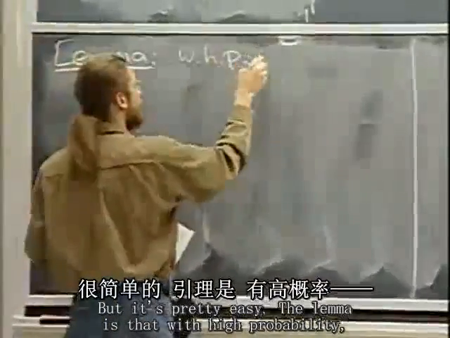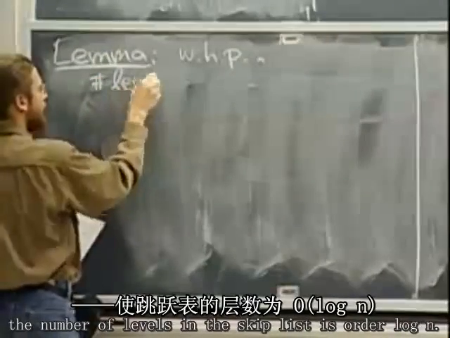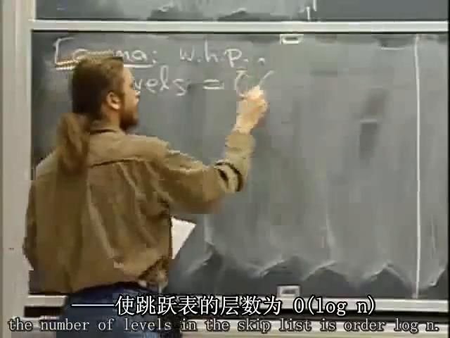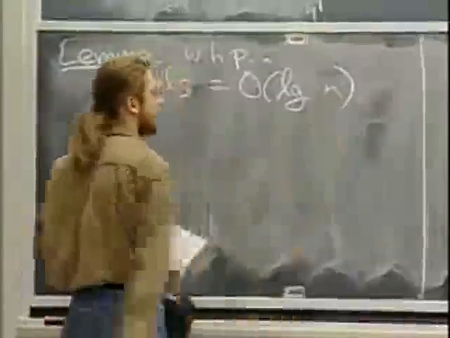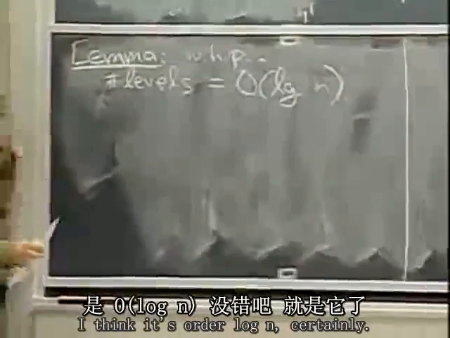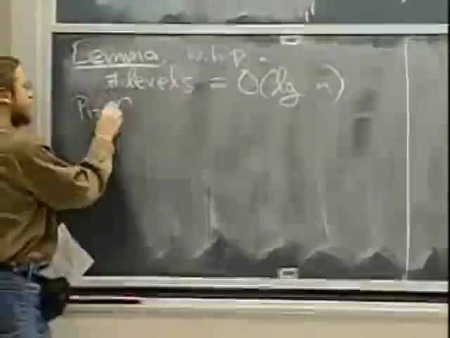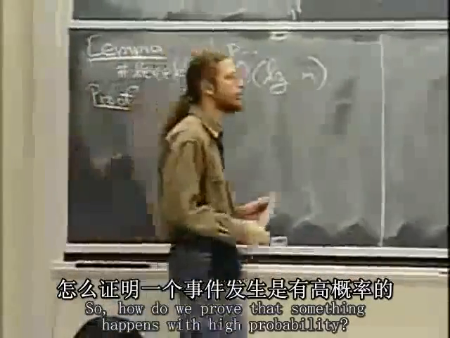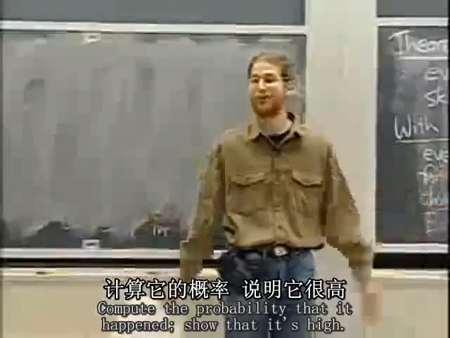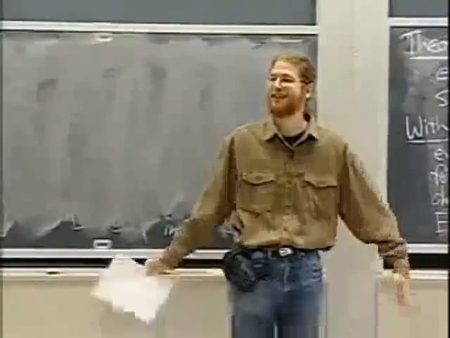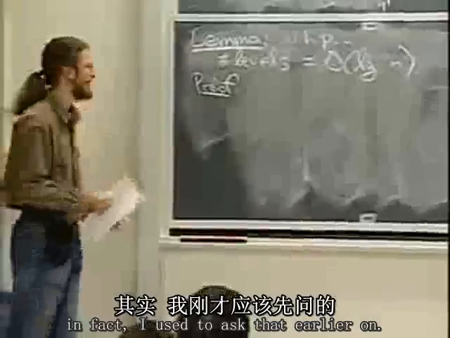The lemma is that with high probability, the number of levels in a skip list is order log n. I think it's order log n, certainly. So, how do we prove that something happens with high probability? Compute the probability that it happens, show that it's high. You can know that even if you don't know what high probability means. In fact, I used to ask that earlier on.